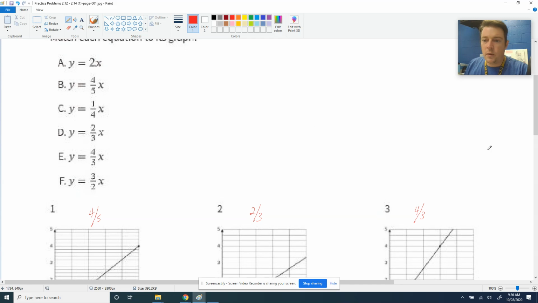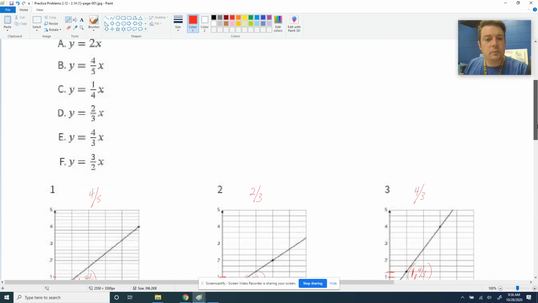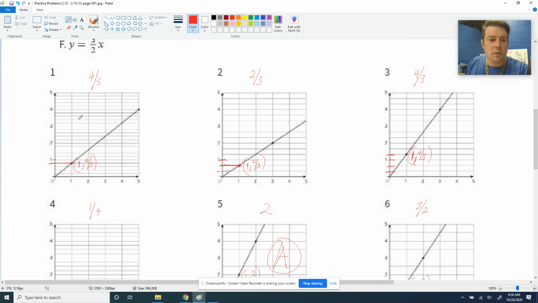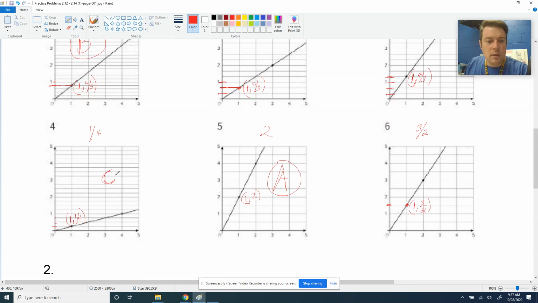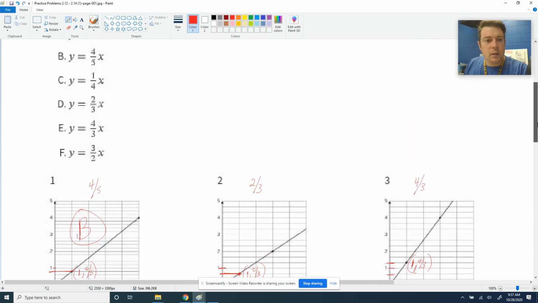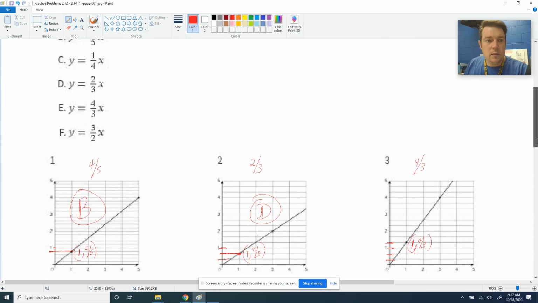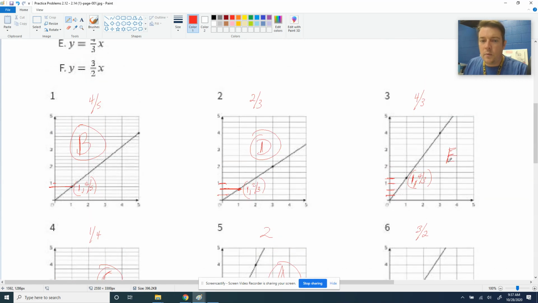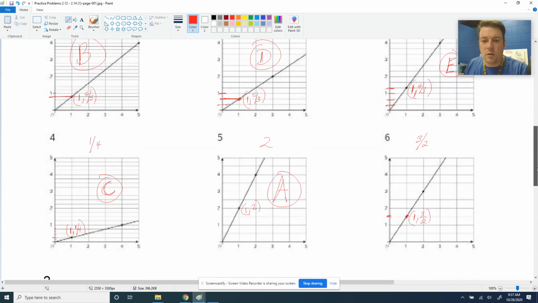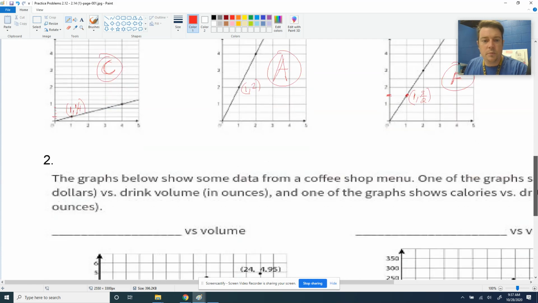A is going to be matching the one that is 2, which would be this one right here. This is A. And then B is 4/5, which we saw this one to be 4/5. The constant of proportionality on C is a quarter. So that would be this one, C. And then D is 2/3. So that would be this one right here. And 4/3 is E. 4/3 is over here. This is E, which means that F, by process of elimination, must be this one over here, which was 3 halves. There you go. There's your matches for that one.